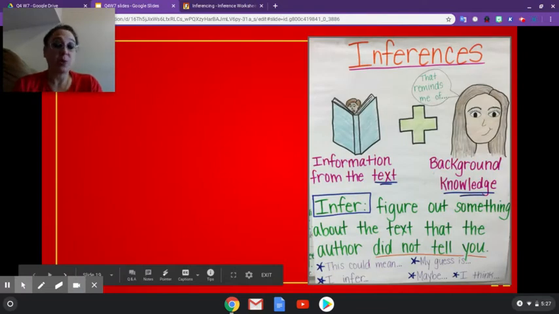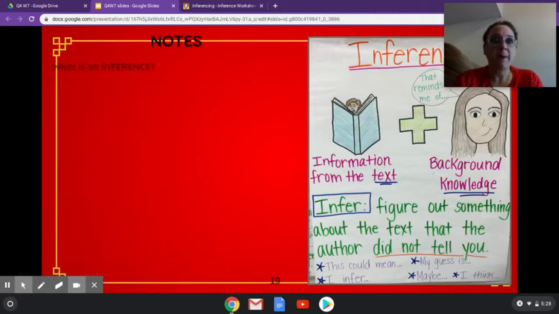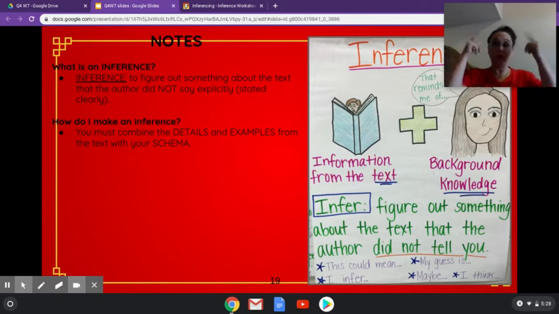All right, so when we're drawing inferences, we're going to go ahead and go over the notes that we have. Make sure to also refer to the anchor chart that you see over here to the right. But our notes are, what is an inference? Well, an inference is something that we're trying to figure out about the text that the author did not say explicitly or that wasn't stated clearly in the text. Also, how do I make an inference? Well, you must combine the details and examples from the text with your schema.